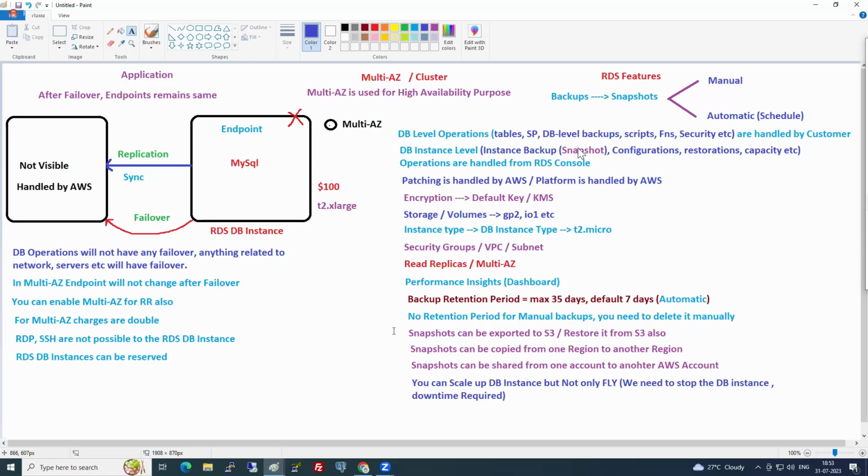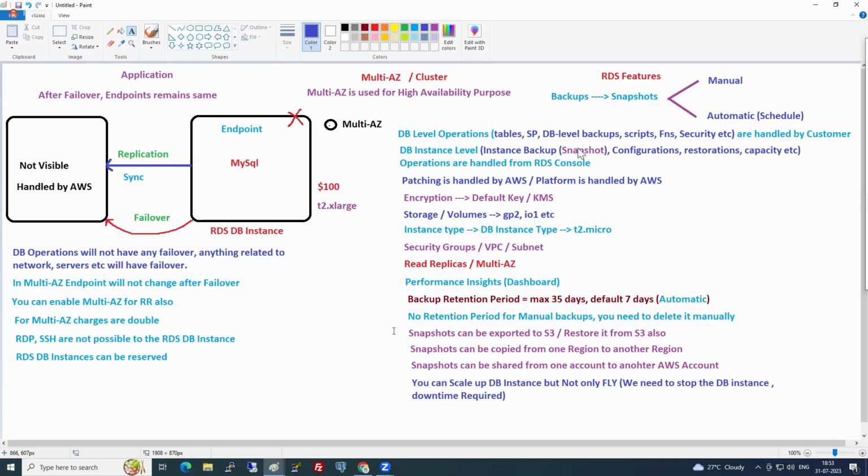There is a question from Gopi. Do we have auto scaling in these DB instances? These are database instances. Is it possible to have auto scaling? No, not possible. But there is one thing here.